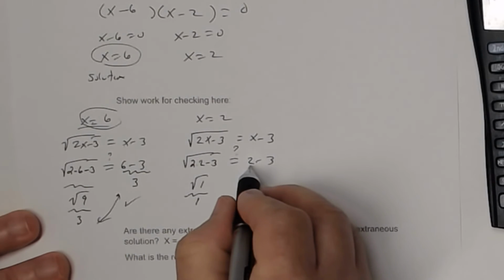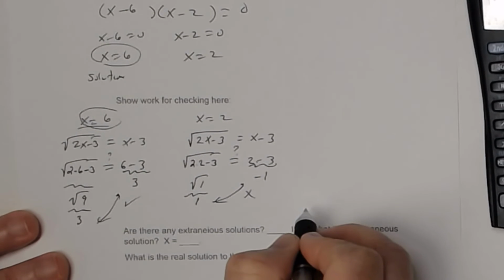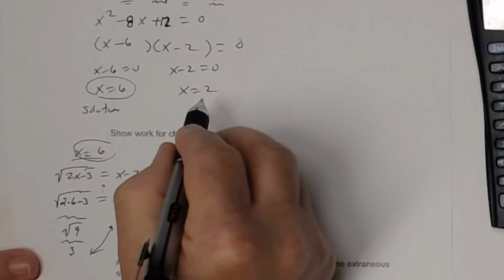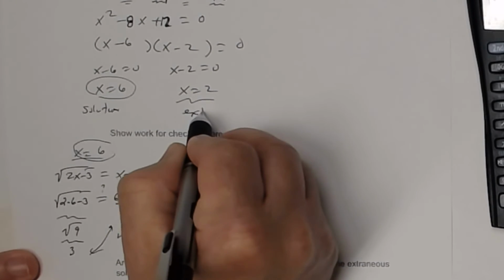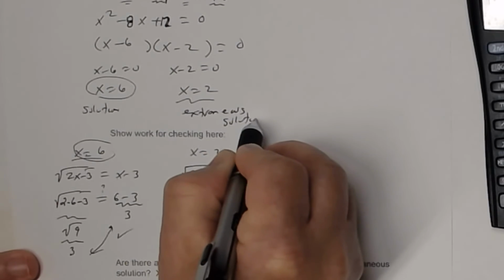Positive 1. Over here, 2 minus 3 is a negative 1. And notice those are not the same. So that means that x equals 2 is an extraneous solution. It's a false solution. Okay?